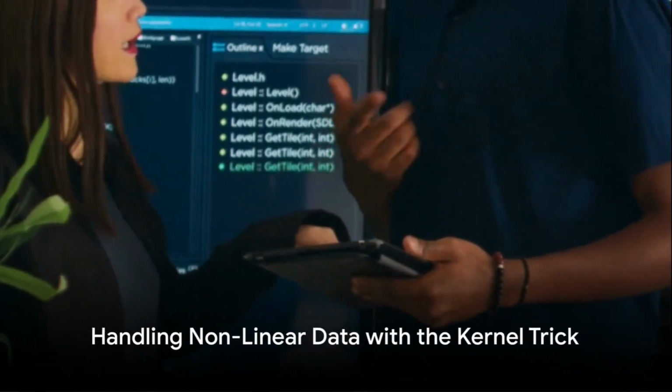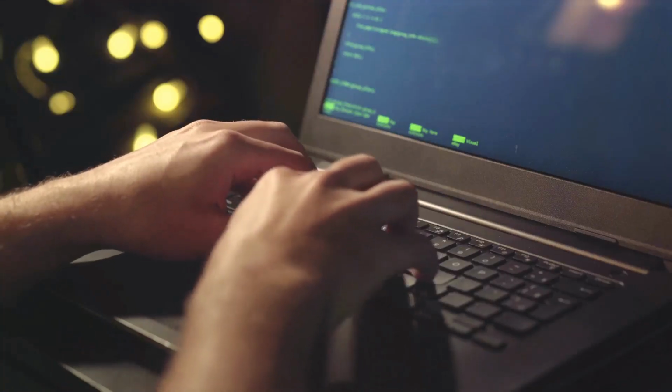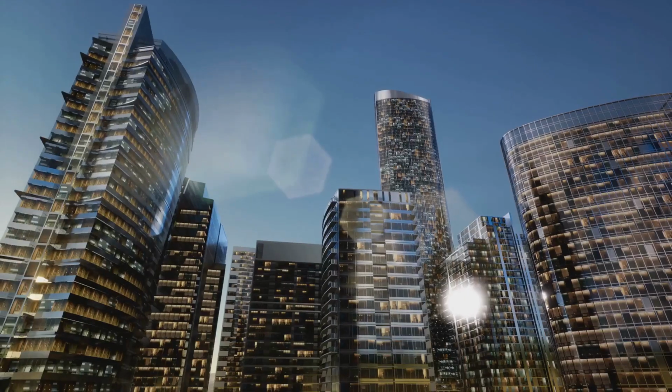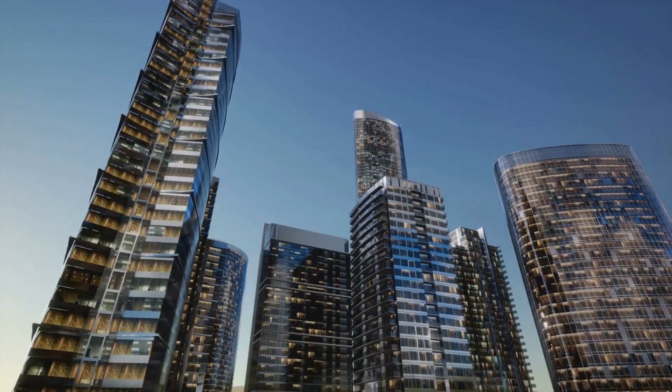Now, you might wonder what happens if the data isn't linearly separable. Well, SVM has a trick up its sleeve. It uses a technique called the kernel trick. This technique transforms the data into a higher dimension where it can be linearly separated. It's like lifting a jumbled set of points into a 3D space where a plane can easily separate them.